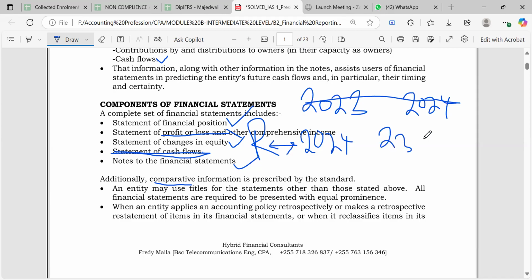2023, let's say 2022, if you do have 2021. Of course, people mostly only use a single comparative period, right? But you're not limited to that. So that's why I say an entity may use titles for the statements other than the ones stated above. Instead of saying statement of financial position, for example, someone could say the balance sheet, right?